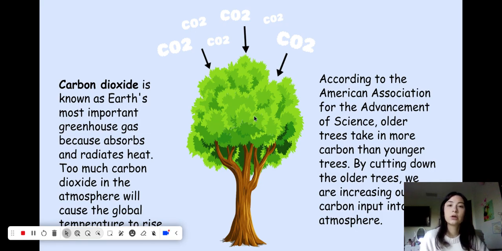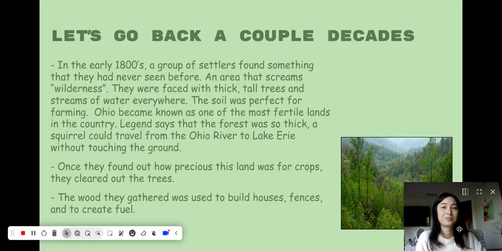So it's important to note that trees take in carbon dioxide, and carbon dioxide is an important greenhouse gas that absorbs and radiates heat. So you don't want too much carbon dioxide in the atmosphere because it will cause the atmosphere to get warm. And old trees take in more carbon dioxide than younger trees. So when we cut down the tall old trees, we are increasing our carbon input into the atmosphere.